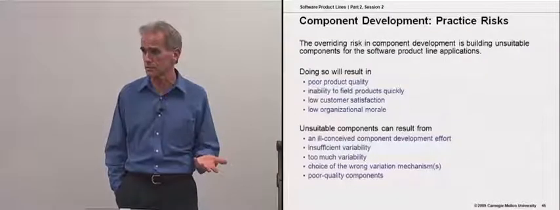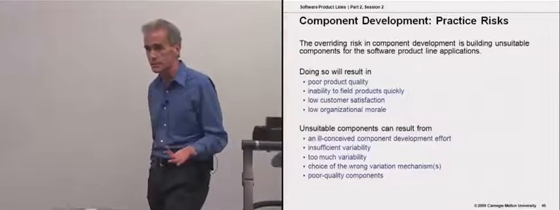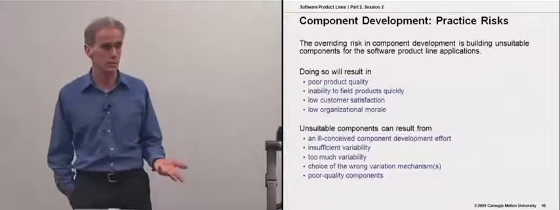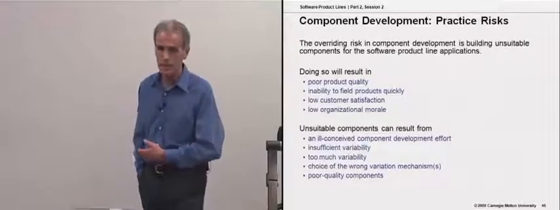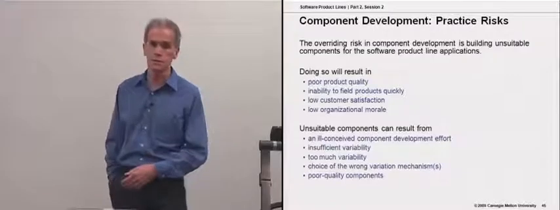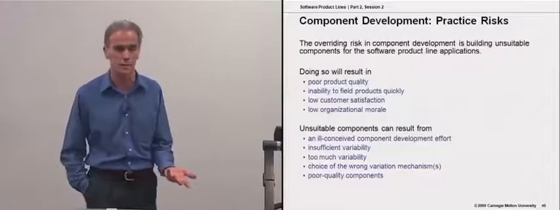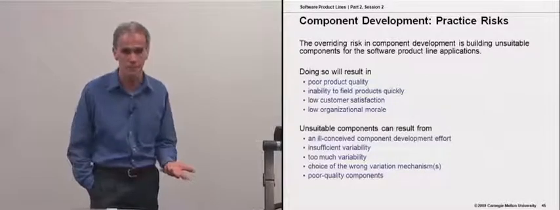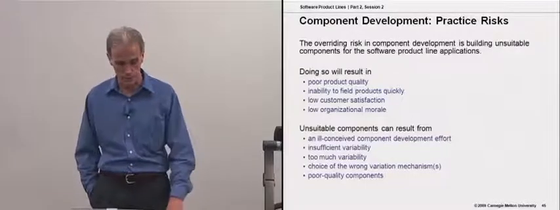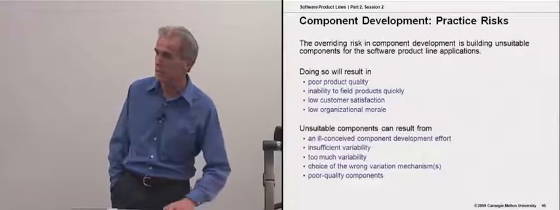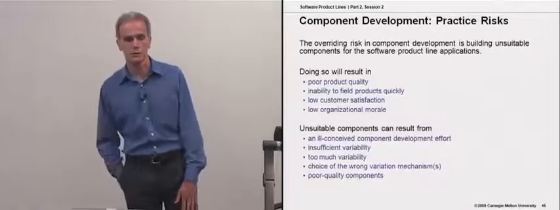You also run into the problem of, if you're not handing off quality components to product development, then product development is going to be slowed down and you're not going to get your products out on a predictable delivery cycle, which in turn leads to low customer satisfaction and low organizational morale, because all the promises of product lines that were made at the beginning are not being realized. So you better make sure that the people who create the components that are going to be core assets know what they're doing.